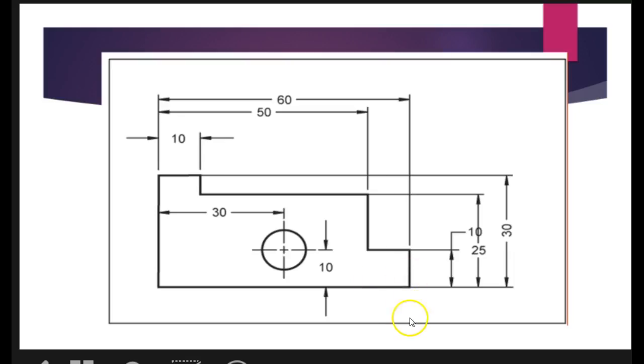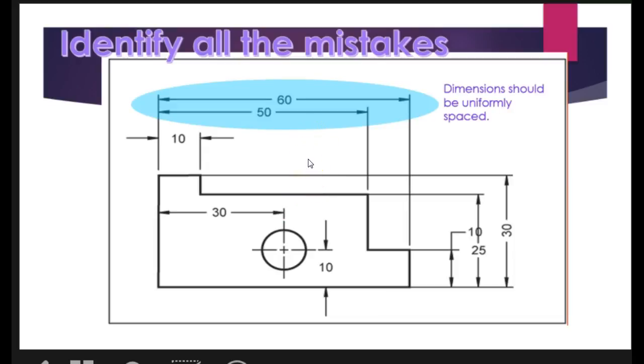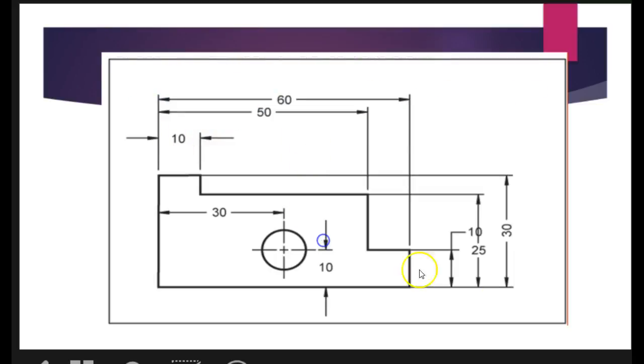So here's our first example. And we're going to identify all the mistakes here. The first one is right here. Can you tell what's wrong with this? Dimensions should be uniformly spaced. Notice that these are not uniformly spaced. Okay, what's our next one? What's wrong with this part? The same problem with this. They're inside. Don't dimension things inside an object.